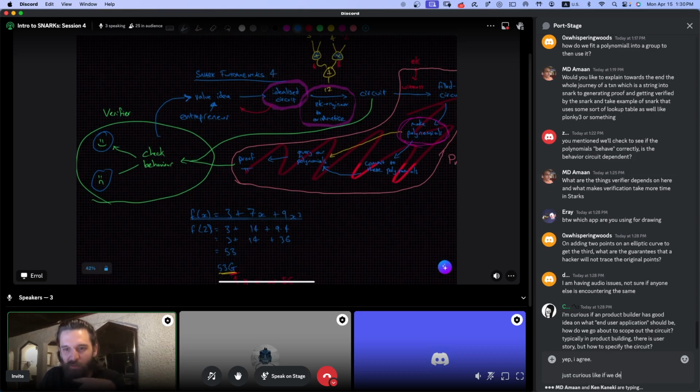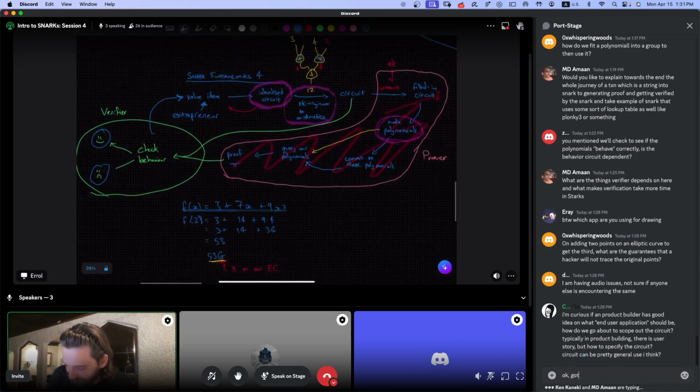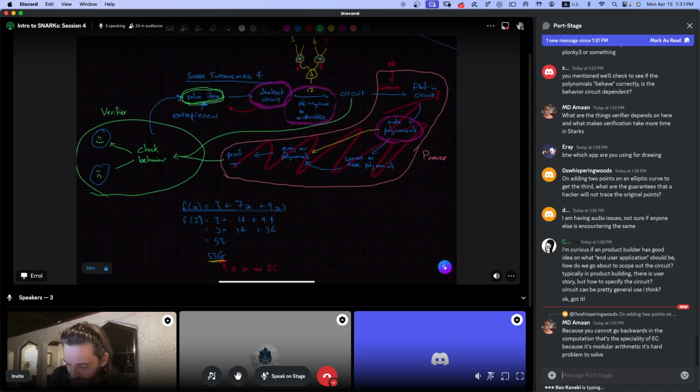Going from the user story to the circuit: in the user story, the user wants to do this specific thing or have this feature, and then the question is, is SNARK the right technology for this, and if so, what is the computation that's necessary? Sort of, what is the value idea in the user story?